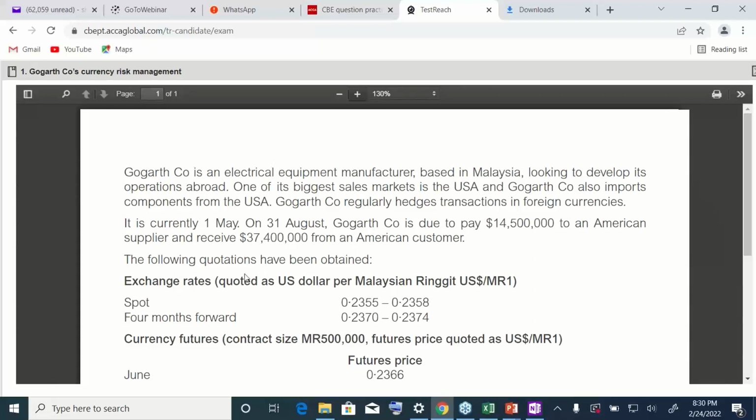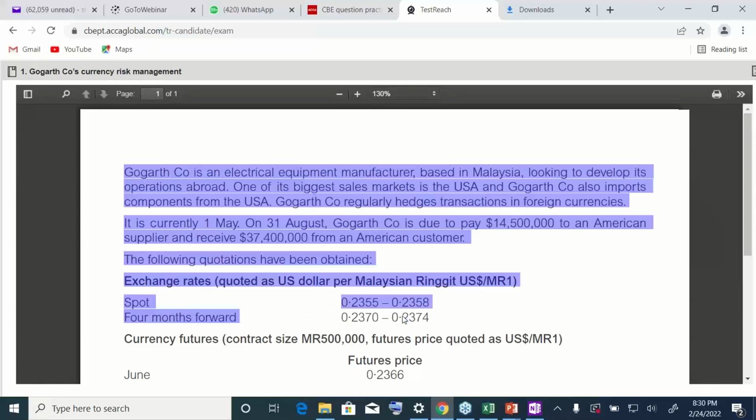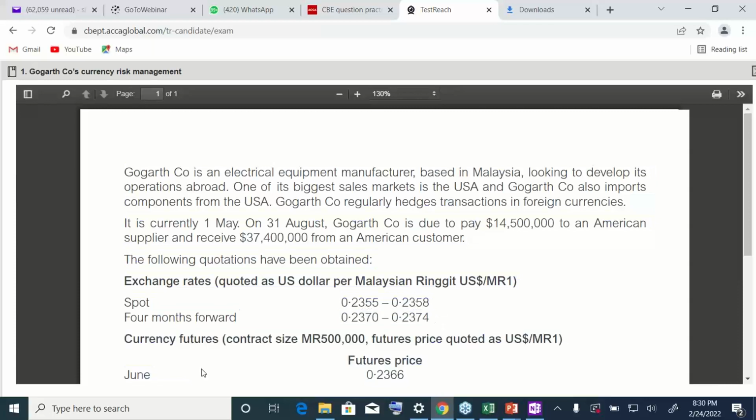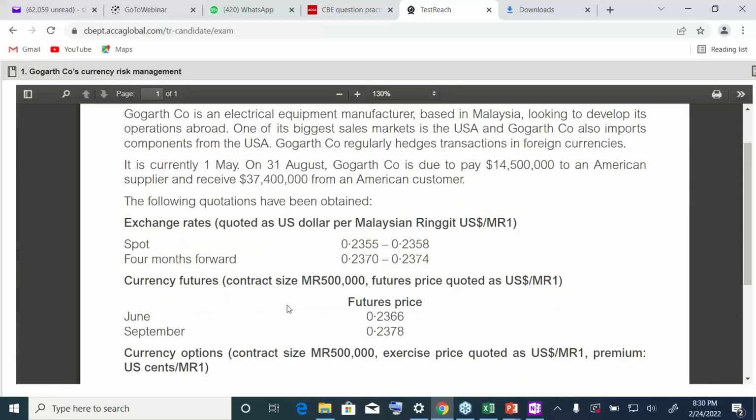Spot rates are given based on US dollar over Malaysian ringgit. A 4-month forward rate is given. Currency future is given. Contract size is 500 million ringgits. Future price is given in dollar over ringgit. June and September prices are given. Obviously, we are going to receive the amount on 31st August. So we will be using the September contract.